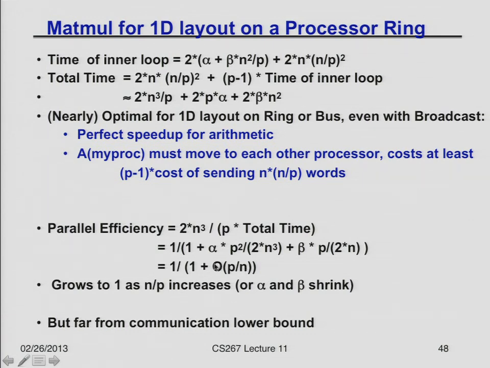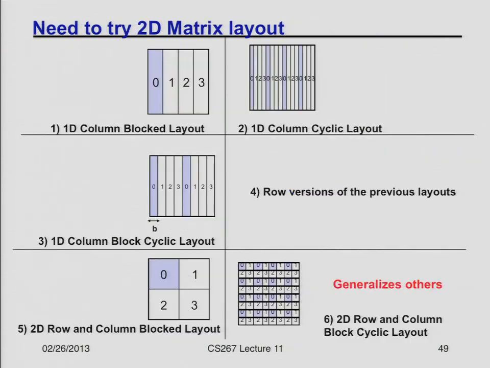But I really want to communicate less than this because I want to have as good efficiency as possible, and I don't always have huge matrices. I want to be efficient on smaller matrices as well. So, just to remind you, we're going to have to go back and use this two-dimensional data structure in order to hit the lower bound. So that's where we are.